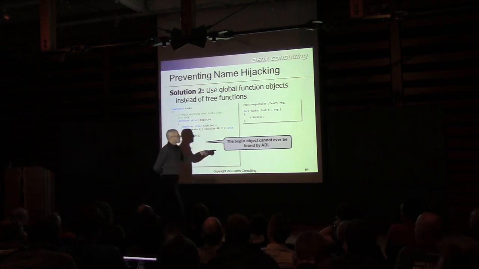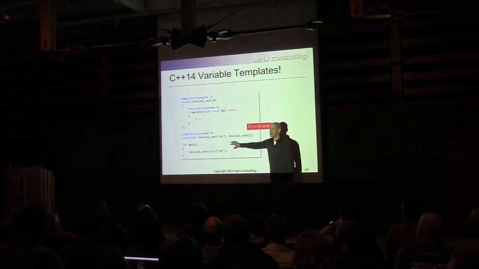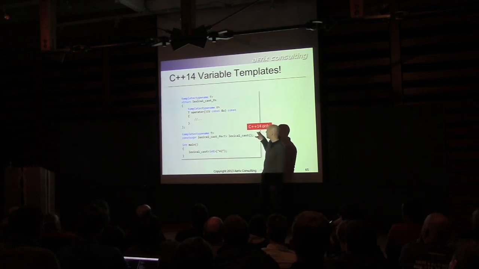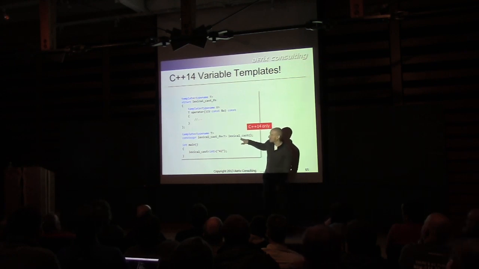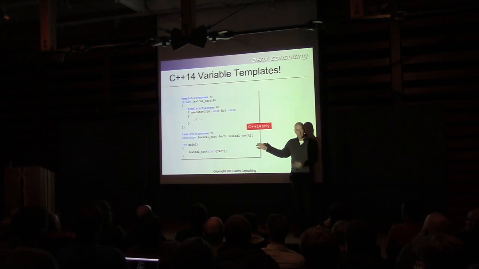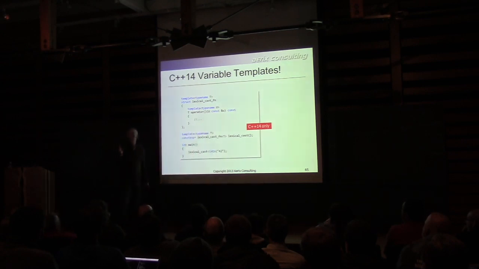So the begin object can't ever be found by ADL. And by the way, variable templates. Say you want boost lexical cast, right? Say you want to say lexical cast int 42. Well, in C++14, you could actually do that with what's called a variable template. This is an object, lexical cast, but its type is a template instantiation. This is new, and it's really cool. I don't know if the authors of this paper had this use case in mind, but it's really awesome. I love it. Thank you, Gabby. It's you, right? Yes. Thank you. Very cool stuff.